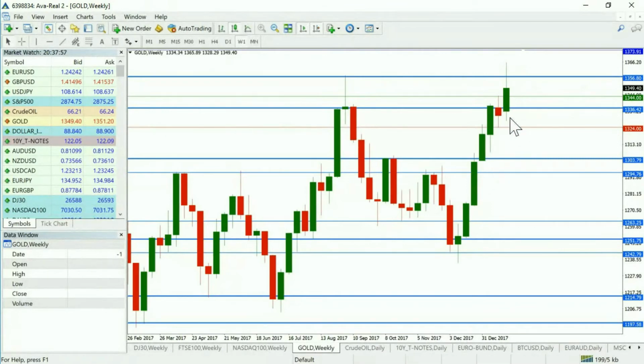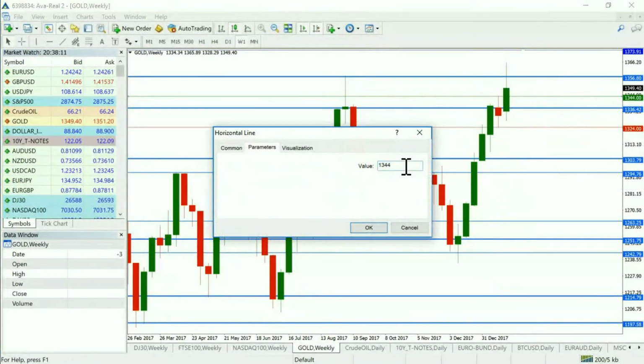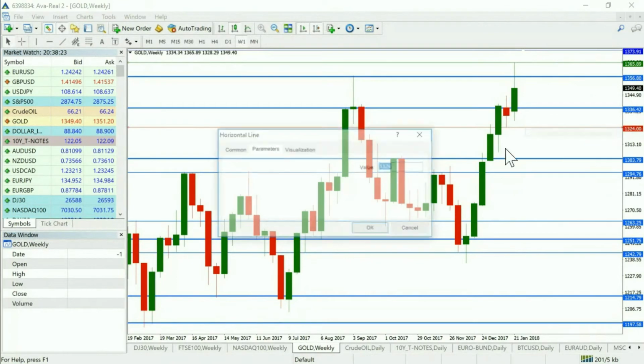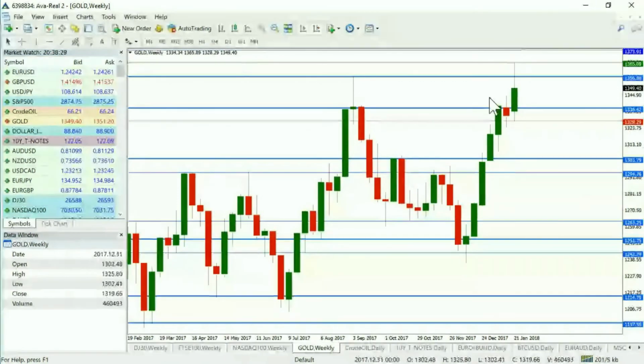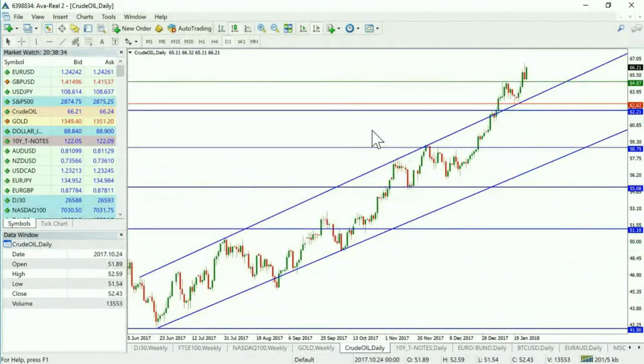So what we'll do is we'll work with these highs and these lows again in the gold market. So the high is 1365.89, and the lows of this market are at 1328.29. Right. So those are the levels for the gold market. Sorry, they're the weekly levels of support resistance for the gold market.